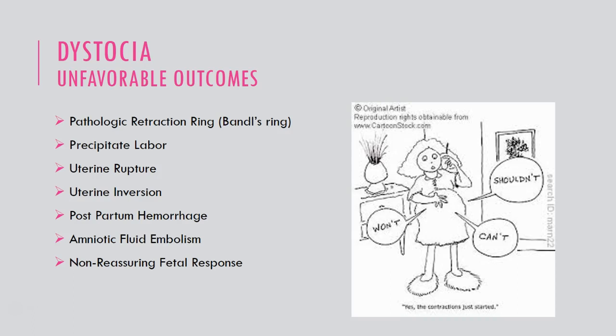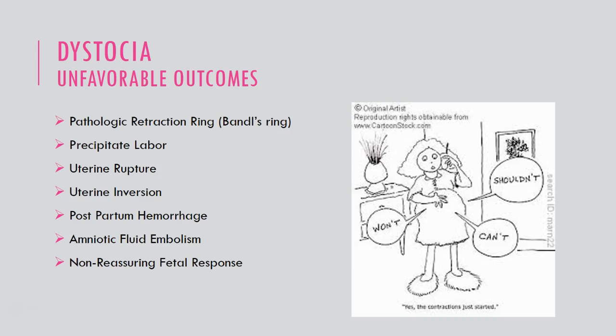Precipitate labor is also an unfavorable outcome. So if you have some hypertonic contractions that you can't get slowed down, then it can cause the labor to occur very quickly. A precipitate labor happens in less than 3 hours from the onset of labor to the birth of the baby, and that can be traumatic on the maternal reproductive system, the vaginal canal, the cervix, because things move so fast. It can also cause bruising in the fetus because of the quickness of the process.